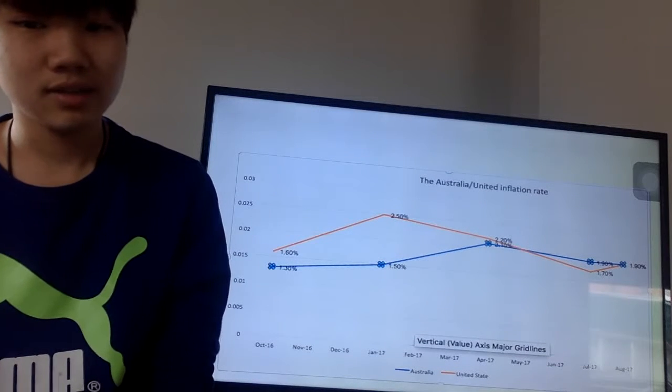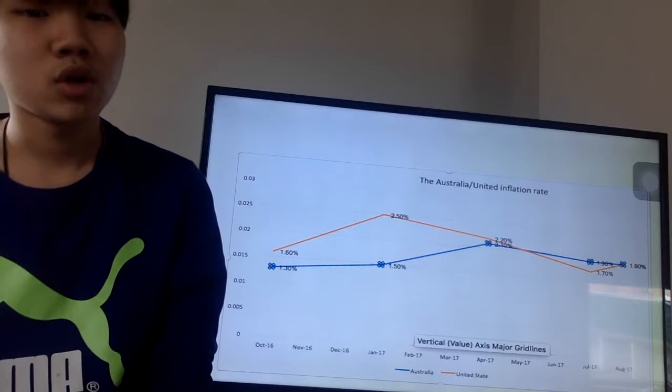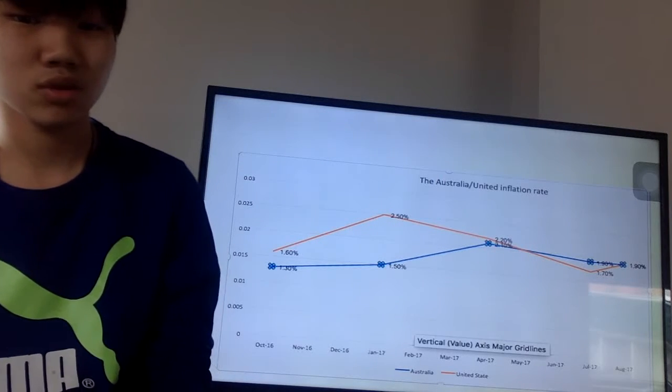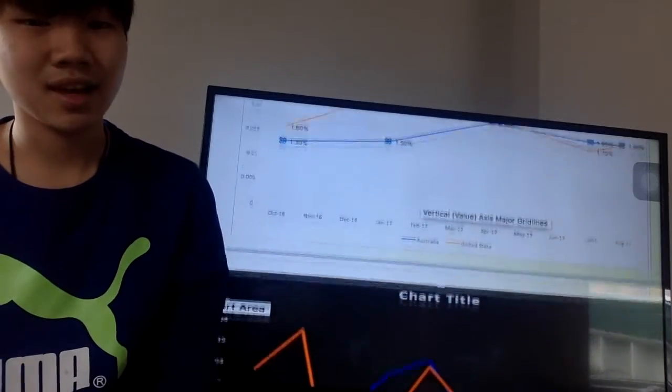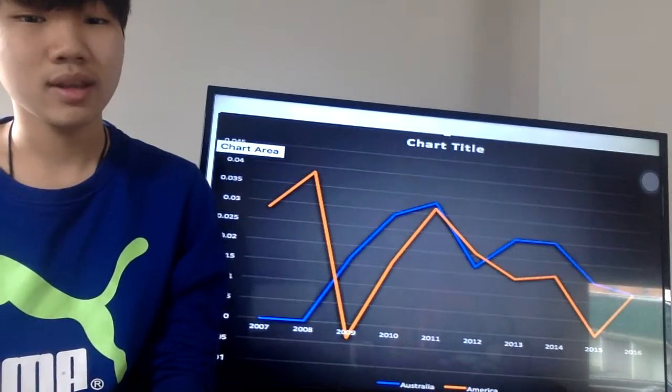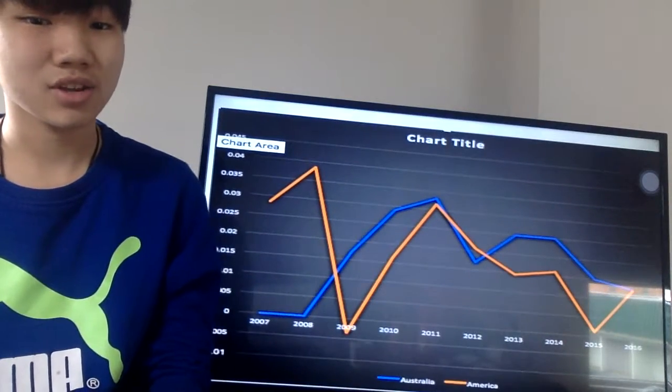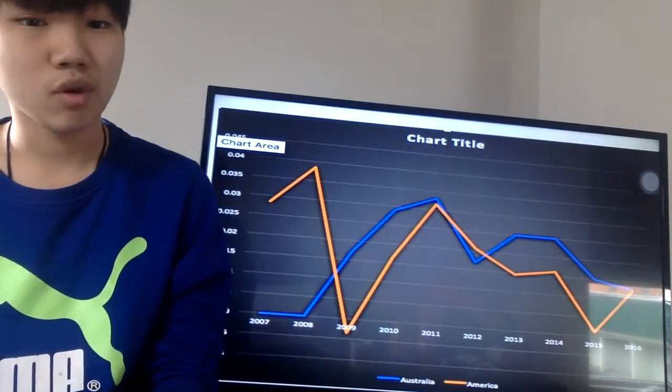For the United States, the CPI number for August 2016 is 1.9%, which is the same as Australia. The main reason is that the whirlwind in Hawaii caused the refinery to close, leading to higher energy prices, up 6.4%.